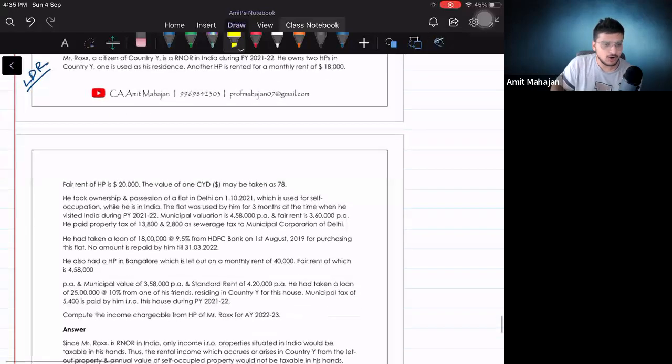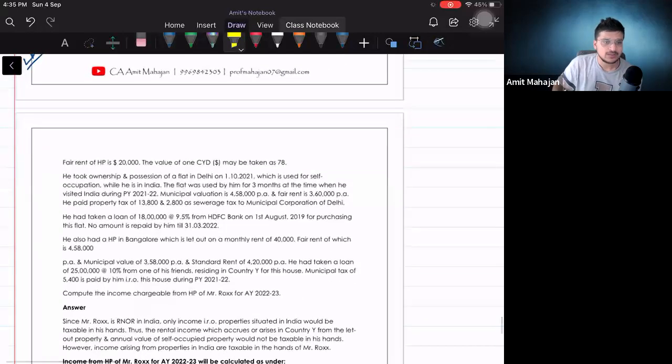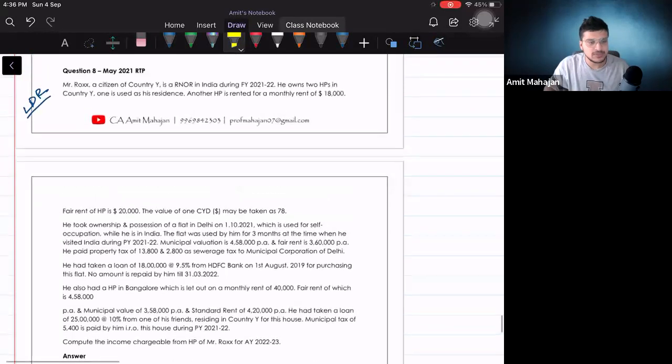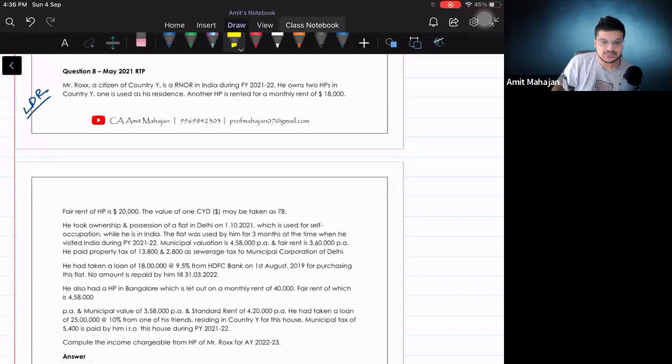He also had one house property in Bangalore, which is let out on a monthly rent of 40,000, fair rent of which is 4,58,000 per annum. Municipal value 3,58,000, standard rent 4,20,000. He had taken a loan of 25 lakhs. Basically, there are 2 loans, one for Delhi and one for Bangalore house property, from one of his friends residing in country Y for this purpose. And municipal tax of 5,400 is paid by him in respect of this house during previous year 21-22. Compute the income chargeable from house property of Mr. Rocks for AY 22-23.